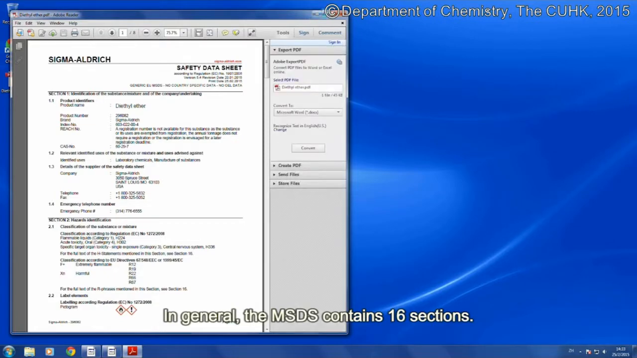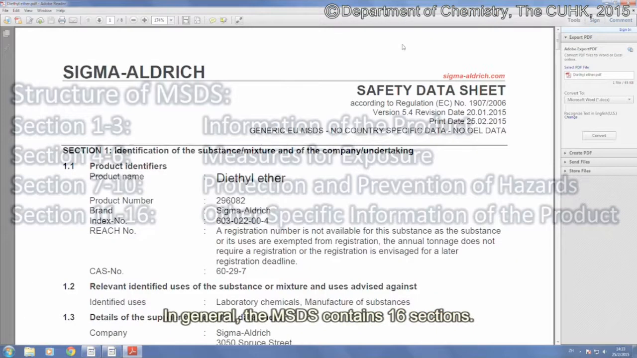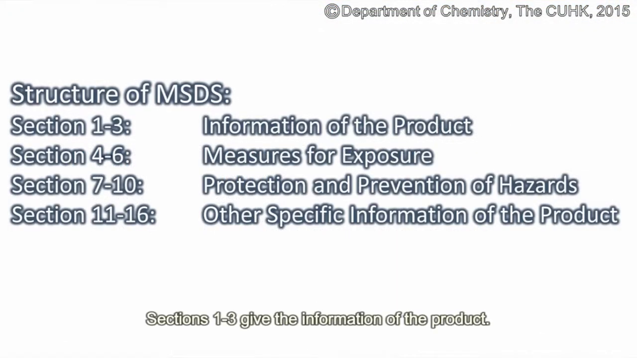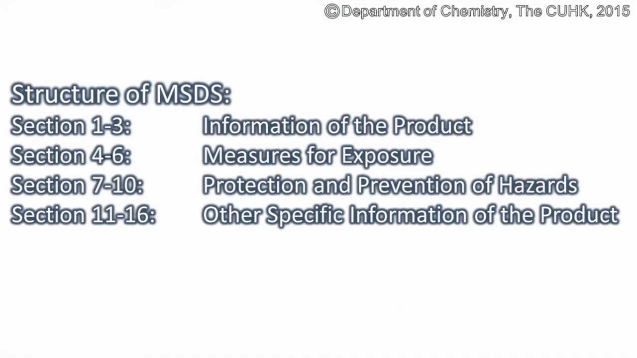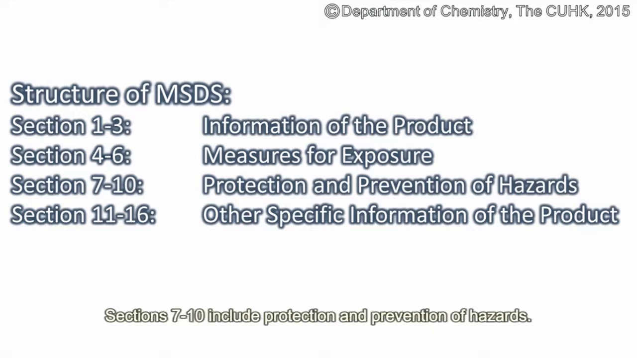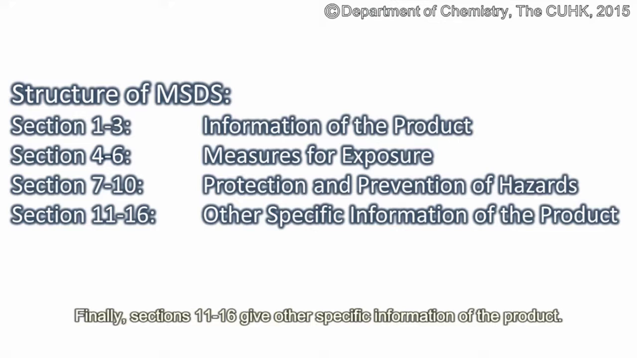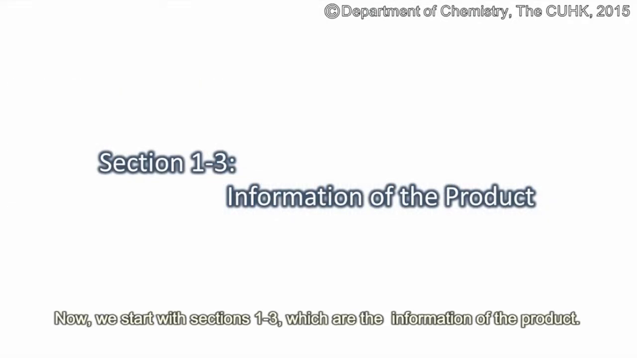In general, the MSDS contains 16 sections. Sections 1 to 3 give the information of the product. Sections 4 to 6 provide measures for exposure. Sections 7 to 10 include protection and prevention of hazards. Finally, sections 11 to 16 give other specific information of the product. Now, we start with sections 1 to 3, which are the information of the product.